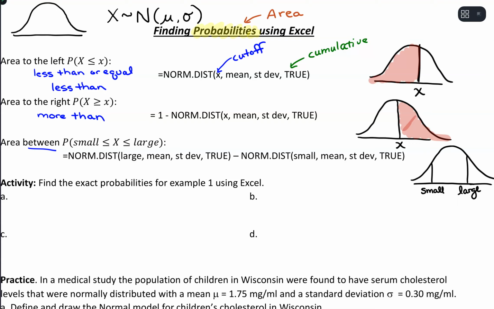And we want to find the area between those two values. So what we're going to do is use a difference. You're going to use that normal distribution function with the large value, because what that will be doing is taking this big area to the left of the large value, but it has too much information. It would have this tail that's to the left of the small value. So we want to get that out of there. So we subtract out this normal distribution using the small value, same mean, standard deviation, true.